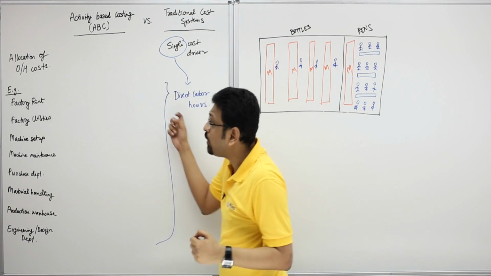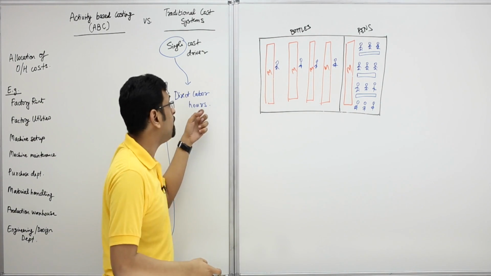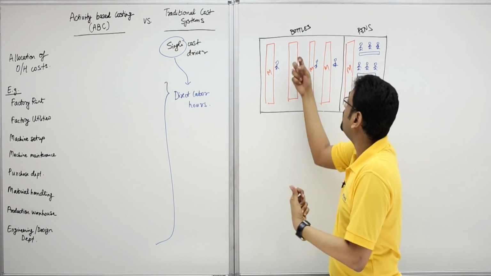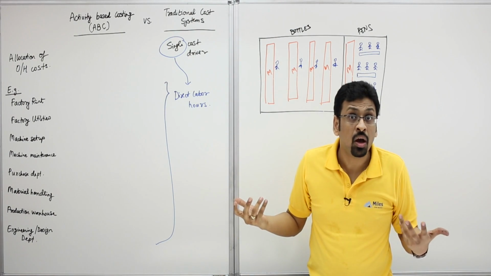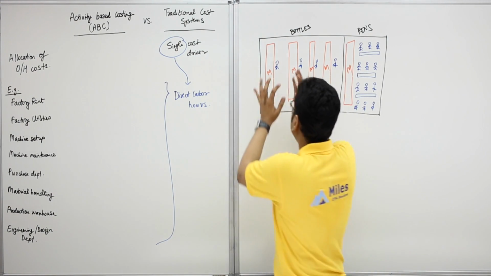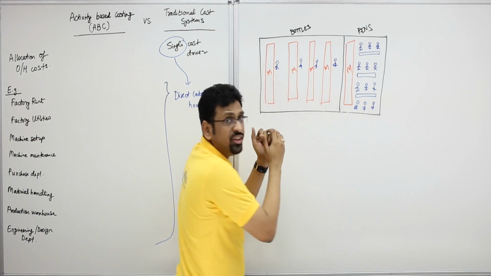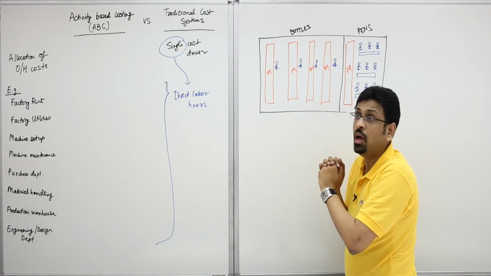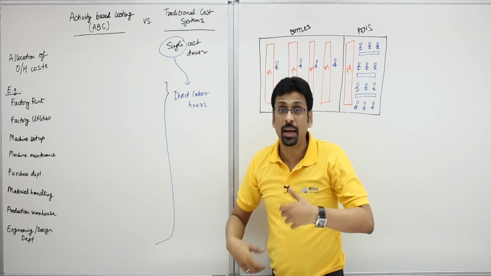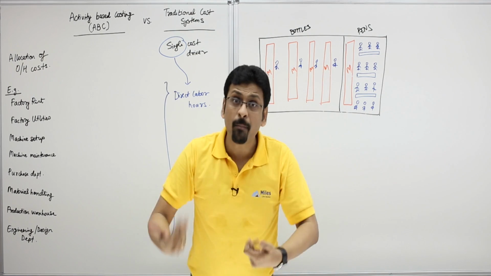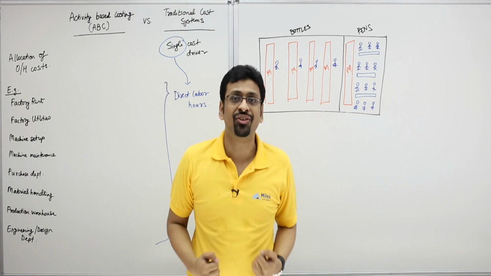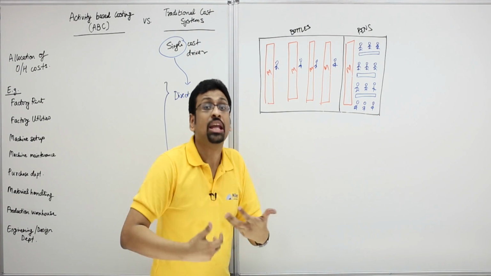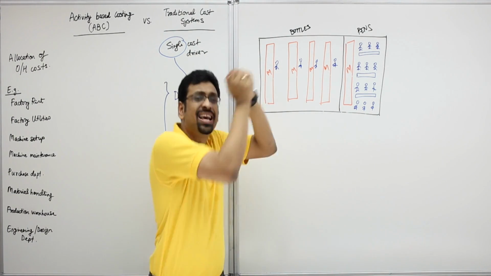So if you allocate factory rent using direct labor hours, the pens product line would get more of the factory rent and the bottles product line would get less of it. Even though the bottles product line seems to be using a lot of the factory space, the pens product line is not even using a third of the factory space. So instead of using direct labor hours as a cost driver, how about we use square footage of facilities as a cost driver? So the more square footage a product line uses, the more factory rent gets allocated to it.